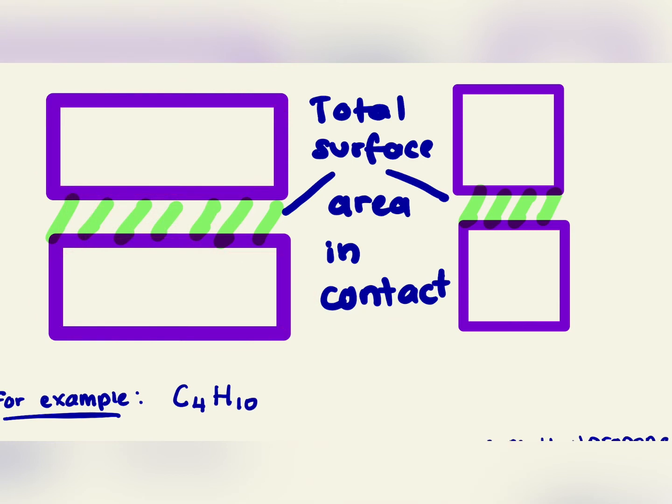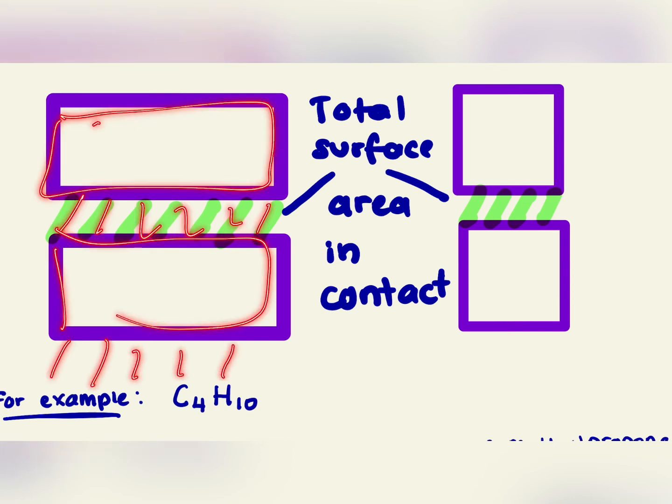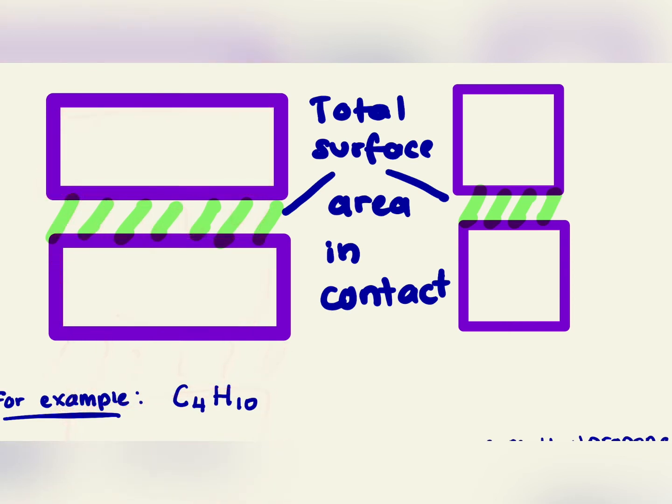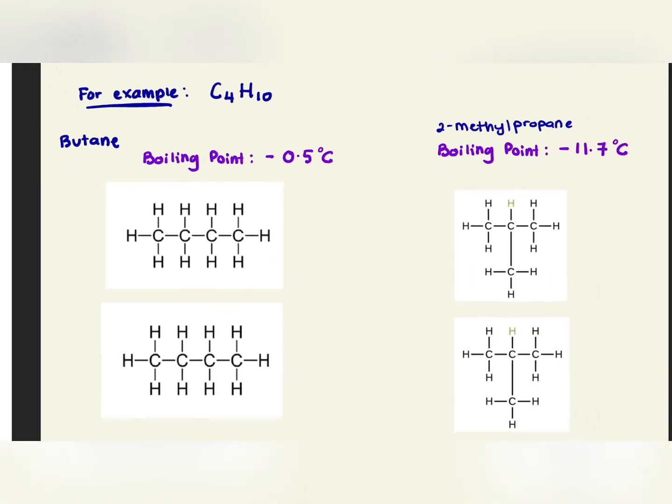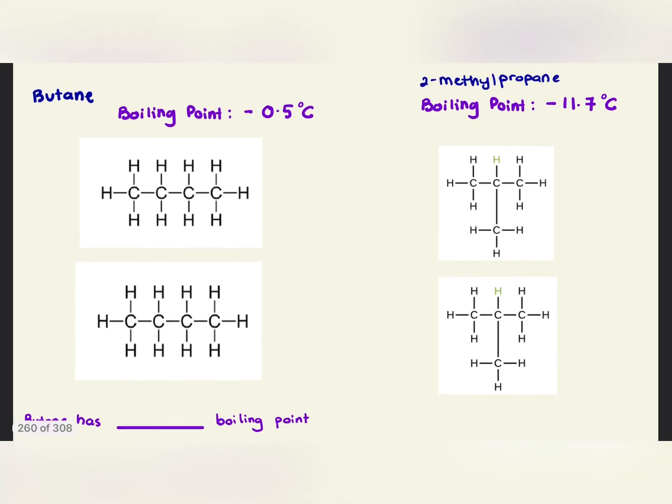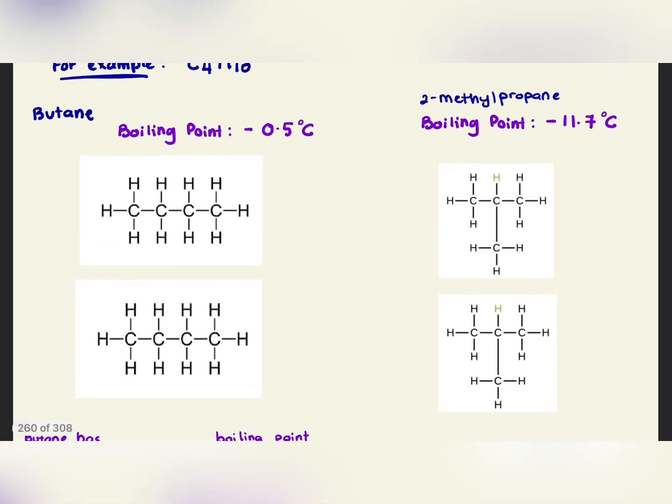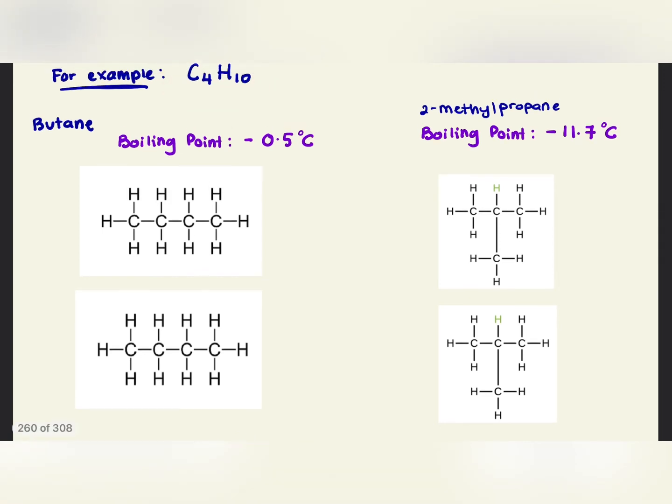Okay, so of course yang memanjang begini, okay, ada lebih surface area in contact lah between one molecule with another molecule compared to yang compact. Okay, yang lebih compact size-nya begini, right? So let's have a look at example with, okay, I have here, let's say, molecular formula dia both adalah C4H10.